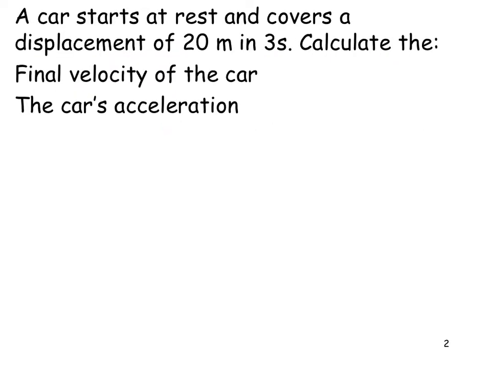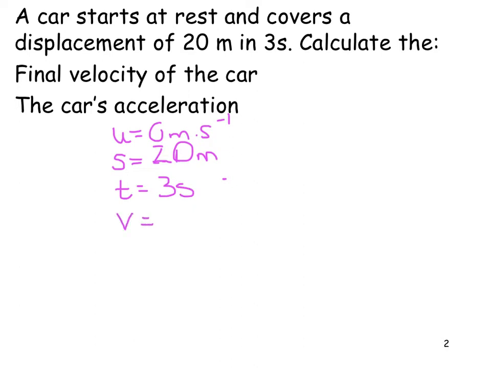If a car starts from rest, the first thing we know about this car is that it started. In other words, its starting velocity was 0 meters per second. And it covers a displacement. Displacement is symbolized with an S, and it covers a displacement of 20 meters. And it does that in a time of 3 seconds. The question is, what is the final velocity of that particular car?